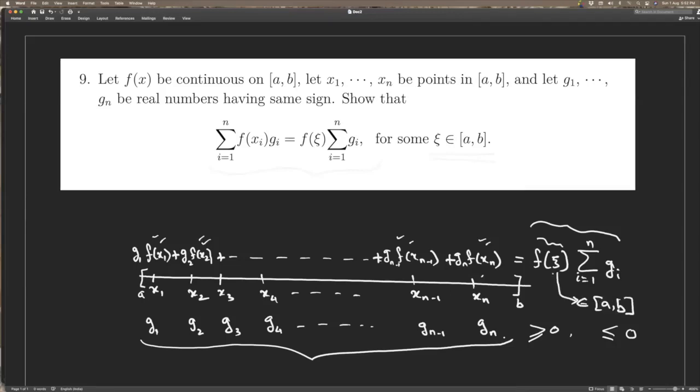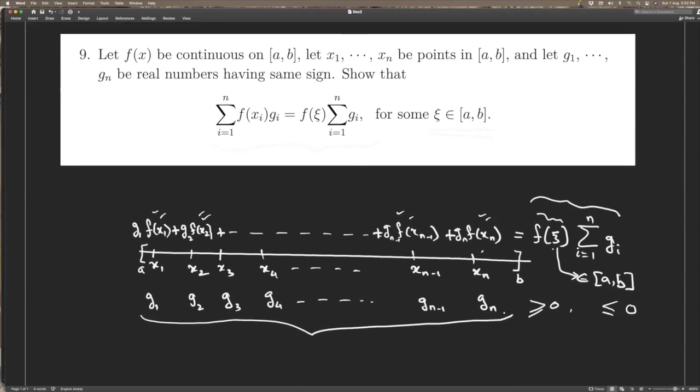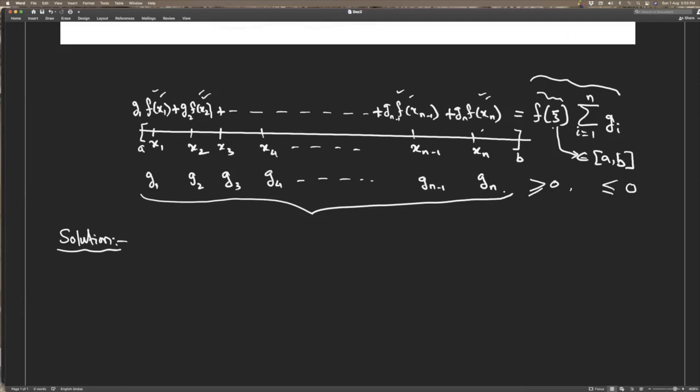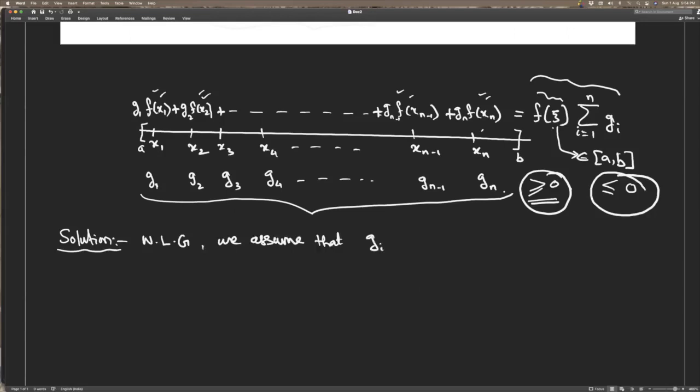How to prove this? Well, it is a very simple application of the intermediate value theorem. You look at this, f is a continuous function. That is the key here. We'll prove the result by assuming that all gi's are positive. The proof for the other case, that is all gi's are negative, can be done in a very similar way. So we will write without loss of generality, we assume that all gi's are positive.